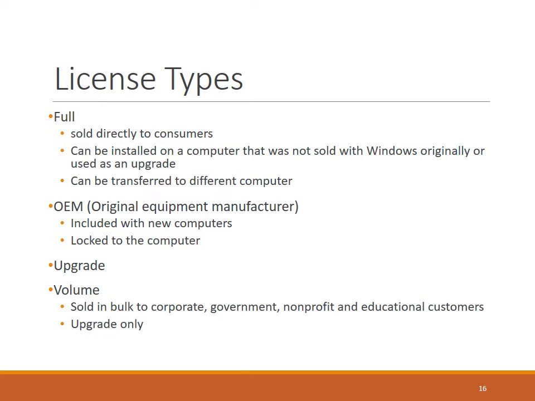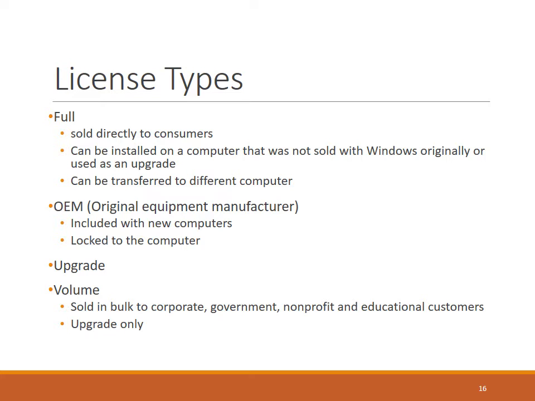So this would be the license that would be included with brand new computers. And in general, with OEMs, this would be locked to the computer. So this would be a computer that you would get from Dell or HP. And essentially what they do is they include the OEM license now in the BIOS. So oftentimes you can't even view the license. It's not like the product key that used to come taped to the bottom of a laptop or a desktop.